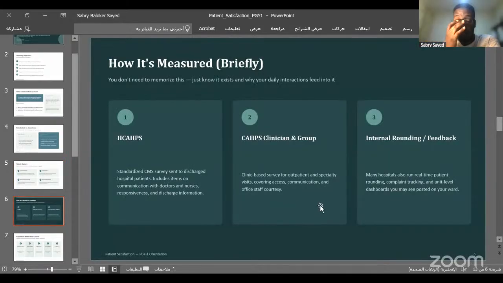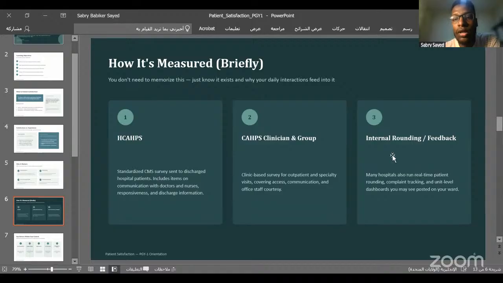And then we also have the tools that we mentioned earlier for how patient satisfaction is measured. You don't need to memorize them, you just have to know they exist and why your daily interactions feed into them. First, we have the HCAHPS, which is the Hospital Consumer Assessment of Healthcare Providers and Systems. It's a standardized CMS survey sent to discharged hospital patients. It includes items on communication with doctors and nurses, responsiveness, and discharge information. So it's mainly used for patients post-hospital discharge. Then we have CAHPS for Clinician and Group. This is a clinic-based survey for outpatient and specialty visits covering access, communication, and office staff courtesy.